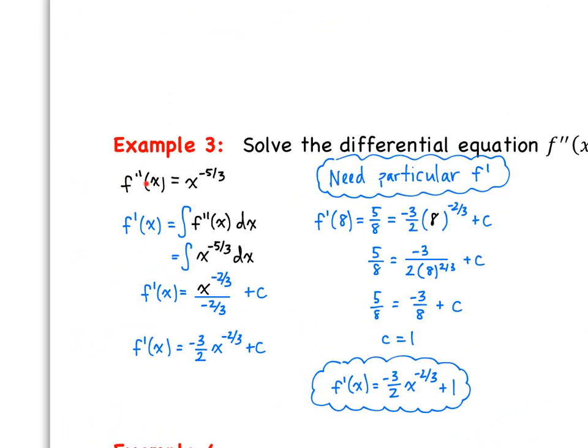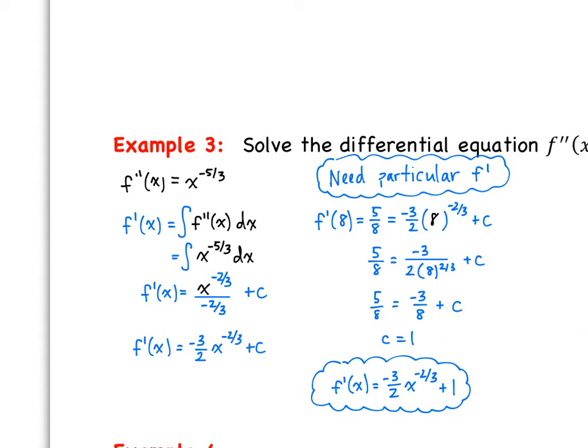We are given f double prime's equation, so we need to find f prime from there. When we take the integral of f double prime, we'll be back to f prime. So f prime is equal to the integral of x to the negative 5/3 dx. When we integrate this, we end up with f prime equaling negative 3/2 x to the negative 2/3 plus c.